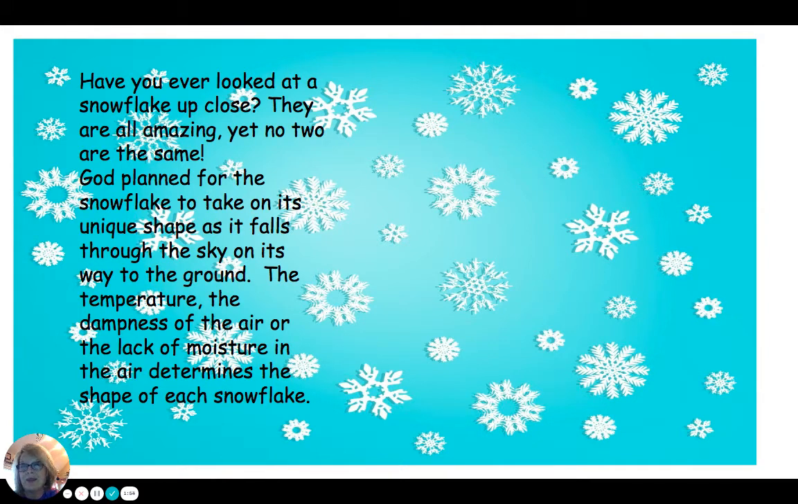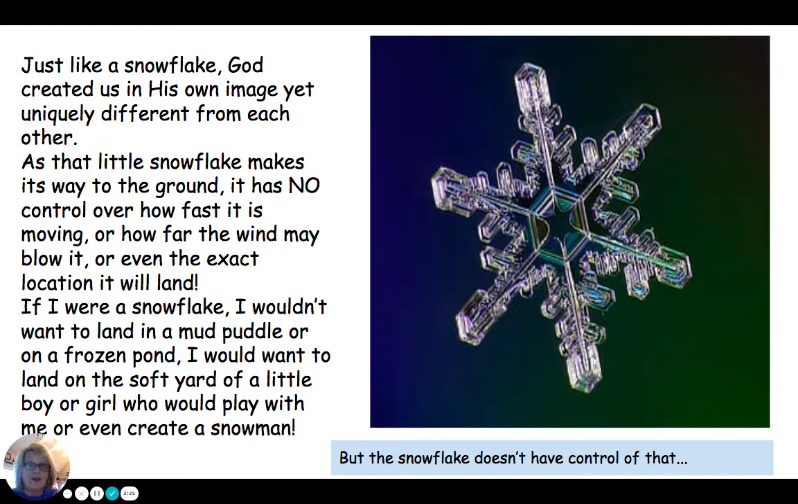And there has to be things as it's falling through the air that cause that shape. A lot of it has to do with the temperature and how much moisture or dampness is in the air and how much is not there. So that's how that little snowflake gets its unique form, which is pretty cool. But just like that snowflake, God created us in His own image, yet uniquely different from each other. He created me the same way He created you, but we're just not the same in our looks and in our personality and all of that.